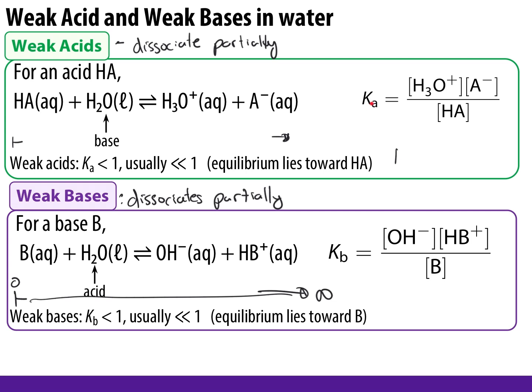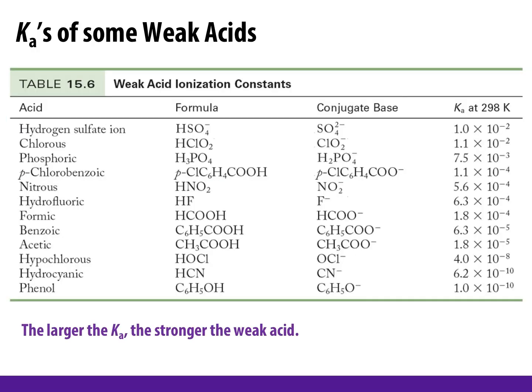I need to have Ka get bigger, right? The bigger my Ka is, the more this reaction favors products, and therefore the stronger the acid. As shown on this slide, the larger the Ka, the stronger the weak acid. So here's a bunch of different Kas for weak acids. You always get a table like this on the quizzes and on the exams, and this also gives you a really good way to identify weak acids.